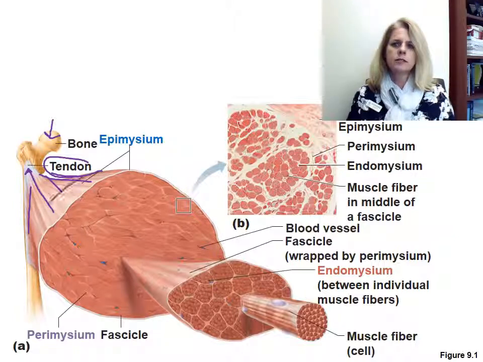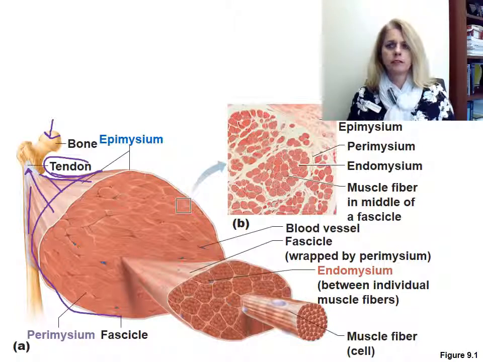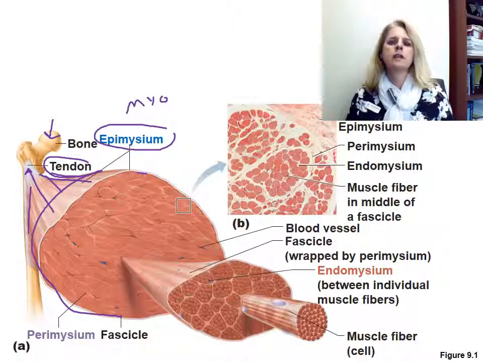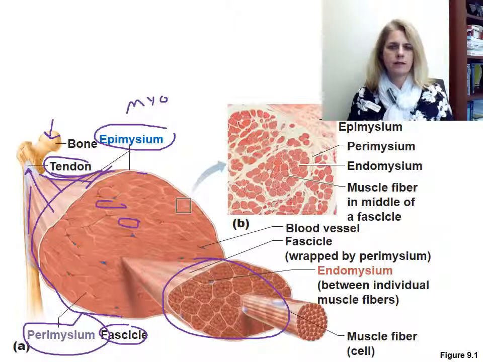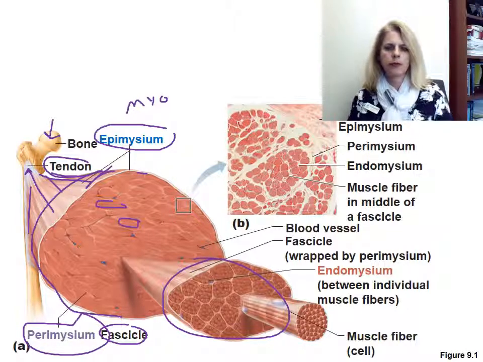And a muscle is separated from the rest of the body. It's basically surrounded or has a covering called an epimysium. Anytime you see MYO or MY, that kind of prefix, that means muscle. So epimysium, epi means upon or on, is upon the muscle. This is the outside covering of the muscle. Each muscle is then subdivided into these smaller units, and these are called fascicles. Each fascicle is surrounded by something called a perimysium, also a piece of connective tissue that wraps around the fascicle.